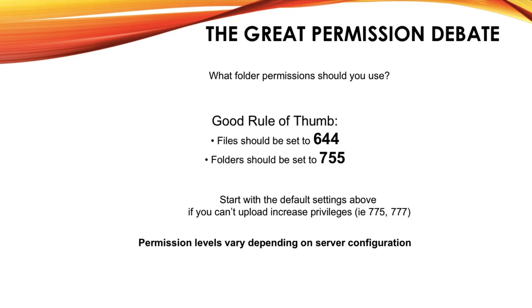So the next rule is the great permission debate. The next security threat can be caused by the permissions for your files and folders on your live server. The question is what permissions you should use, and a good rule of thumb is that all the files in your installation in your public_html or www folder should have 644 permission. All the files. And all of the folders should be set to 755, and this will be enough.